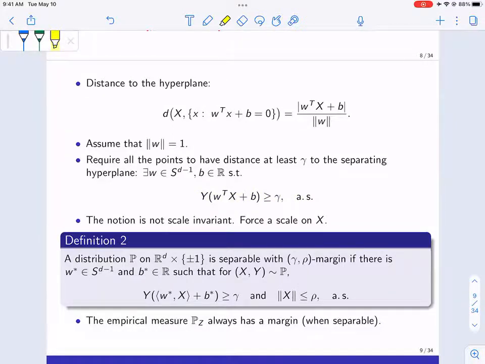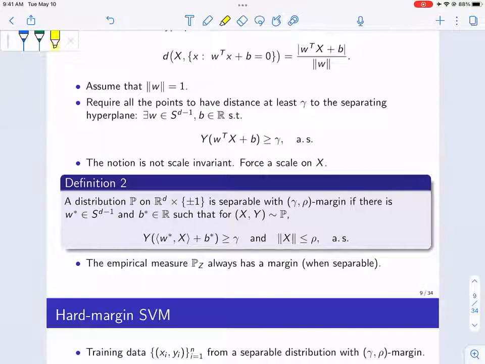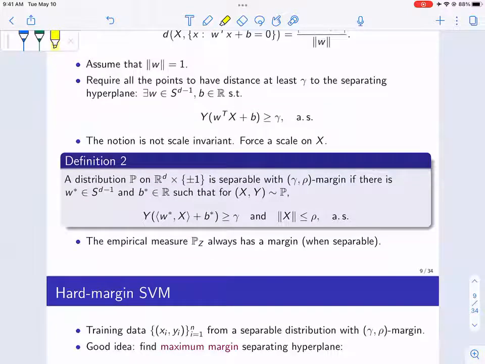And so we have this definition that the distribution is separable with margin gamma if there exists a w star in S^(d-1). This is again the set of all w such that the norm is equal to 1.